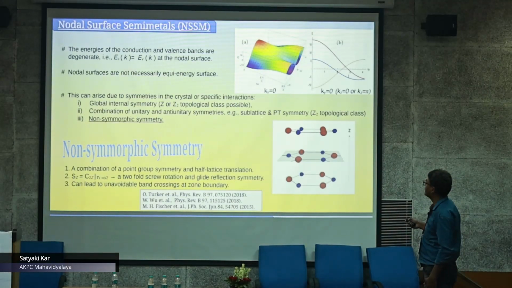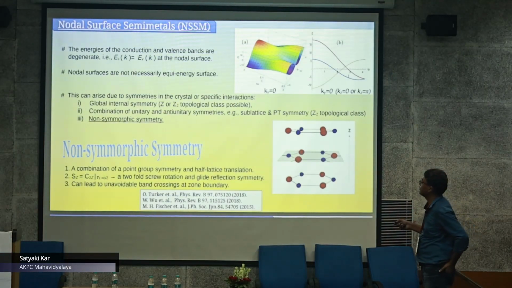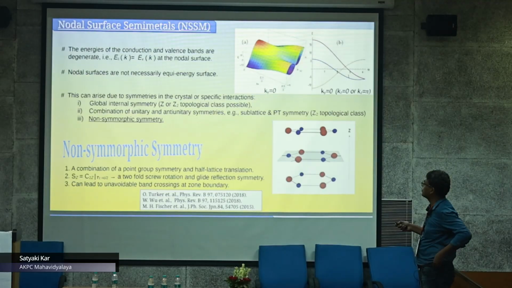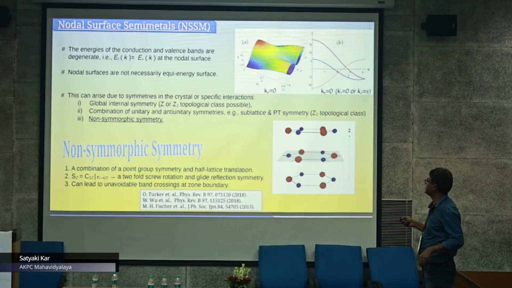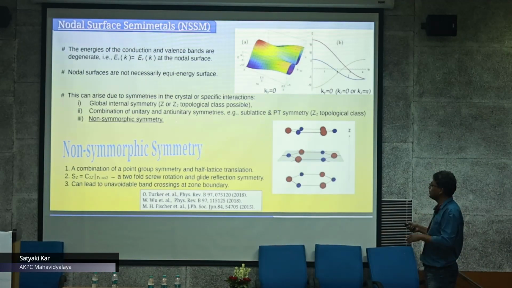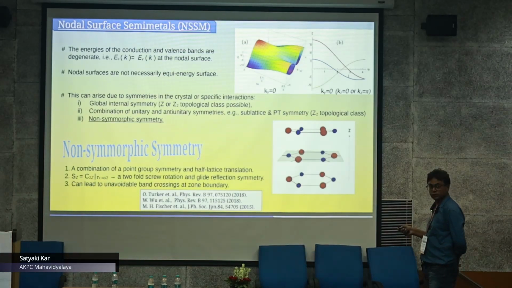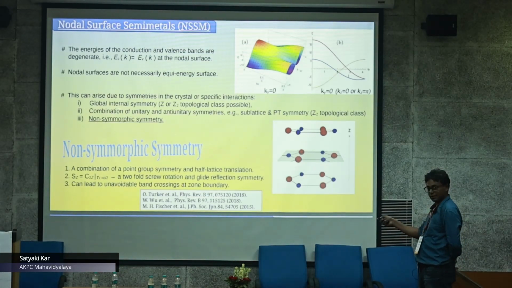Now how can we get these nodal surfaces? They can arise because of some particular symmetries. You can have global internal symmetry where some Z or Z2 topological classes are possible. You can have a combination of unitary or anti-unitary symmetries like sublattice or PT symmetries, which can have some Z2 topological classes, or you can have some non-symmorphic symmetry. So we'll talk about this last one.